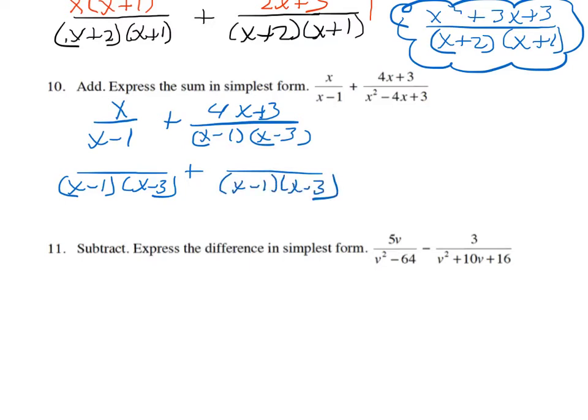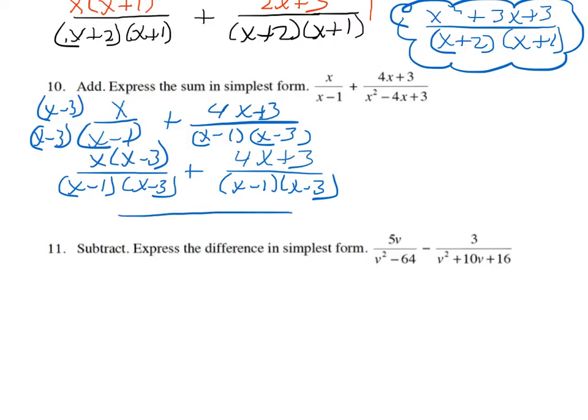Alright, now let's compare. What is missing between this denominator right here and this denominator right here? Well, I don't have an x minus 3. So I'm going to multiply top and bottom by x minus 3. Alright, and I'm left with an x times x minus 3 on top. Now, let's compare this. Anything missing here? Anything different? No, there is not. So I'm just going to bring this down.